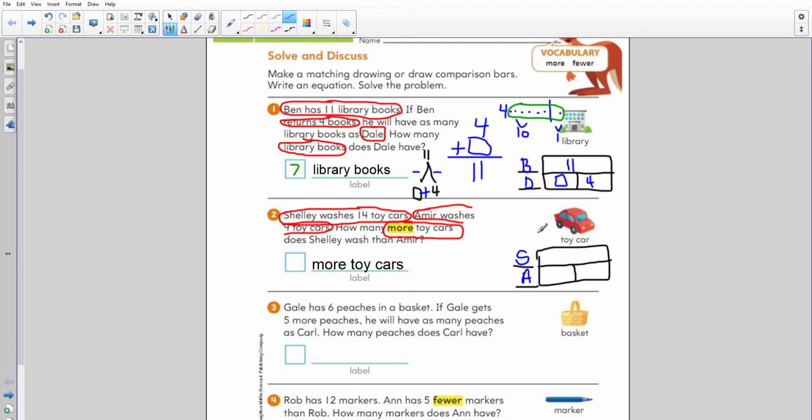Now I go back and ask myself the question, do I know how many Shelly has? If you said yes, you're right. How many is it? That's right, it's 14. So I put Shelly's number right here. And we know how many Amir has. He has 9. That goes right next to Amir. The number that's missing is how many more would he need to get up to that 14?